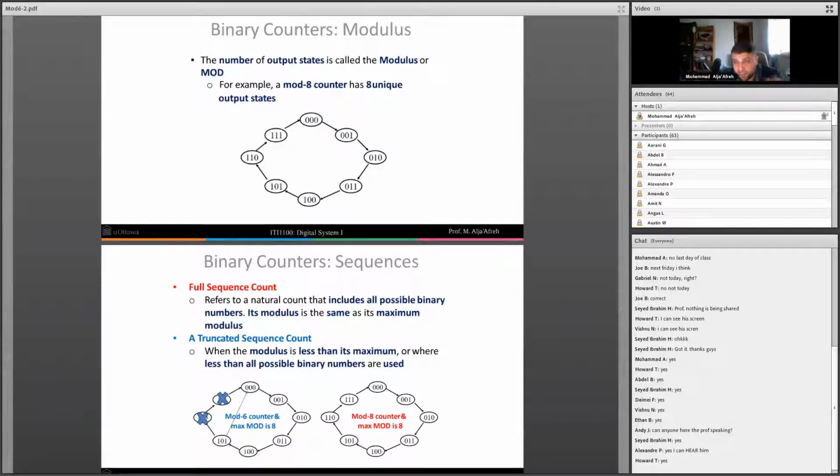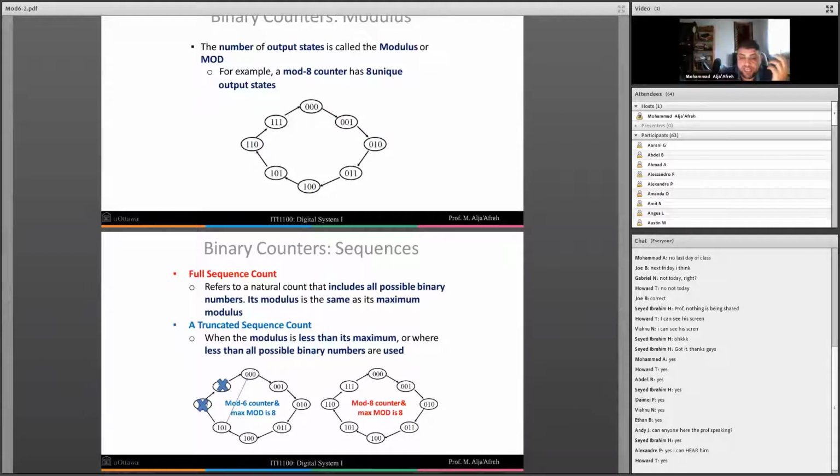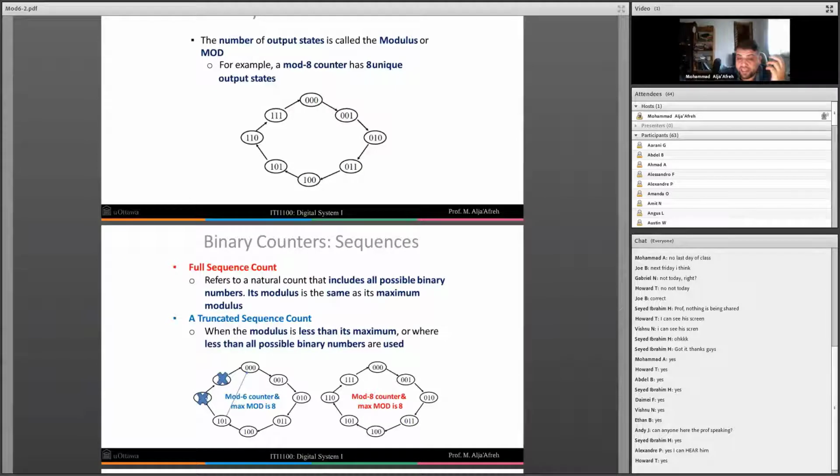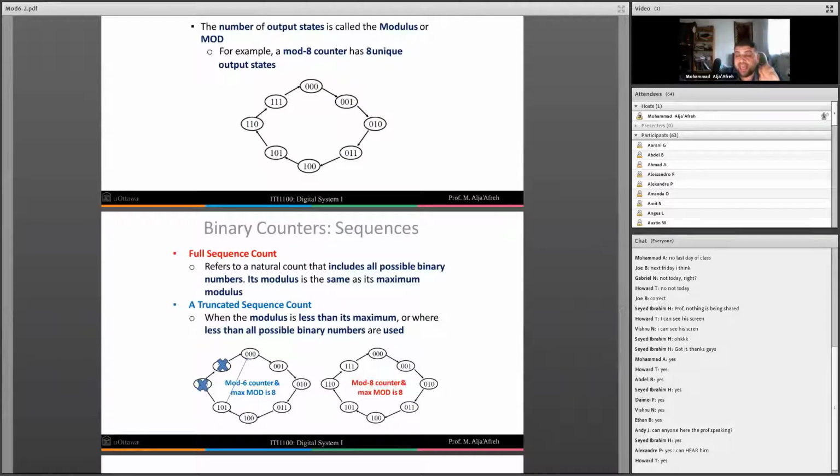Don't worry about it. I'm going to show you how we design both examples, but I just want you to differentiate between the two concepts. In the truncated sequence count, after I reach 5, I go back to 0. It's not because of some common fact. Sometimes we design something that goes up to 4 and after that goes back to 0. The point is, in the truncated one, we miss some states.